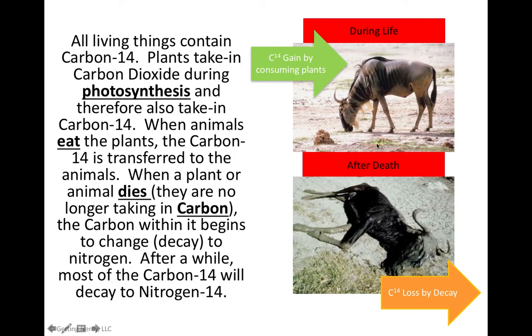So all of these plants here go through photosynthesis, taking in all that carbon. Those animals eat those plants, and they have that carbon inside of them, and they're not taking any more carbon in. And then they die, and that carbon starts to decay and turn into nitrogen. All right?